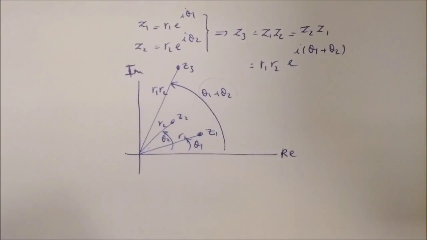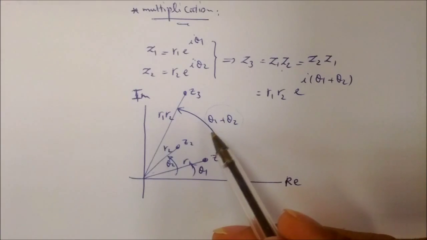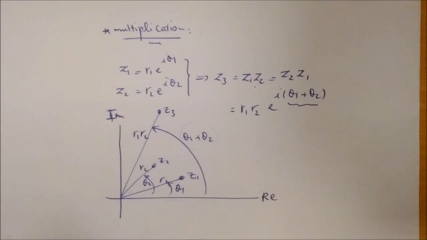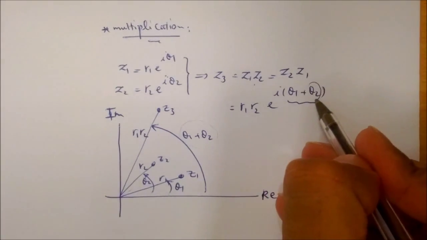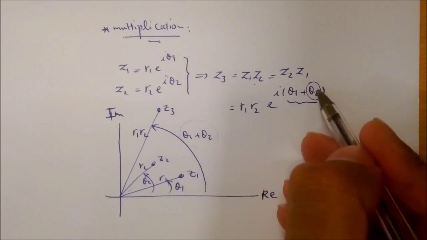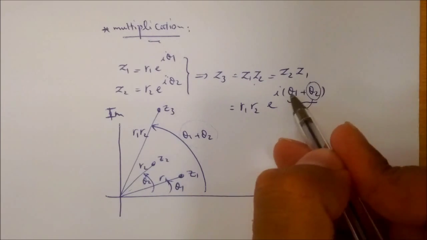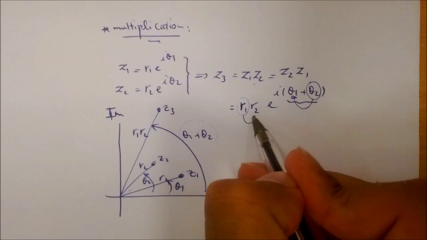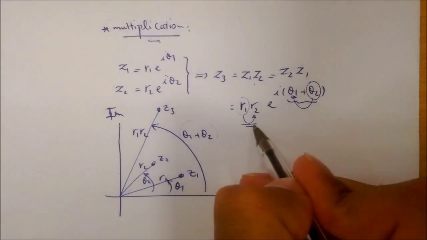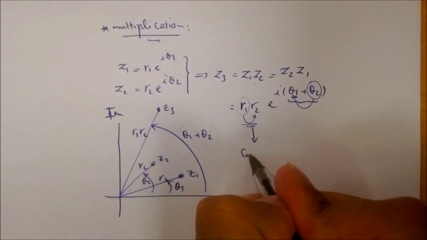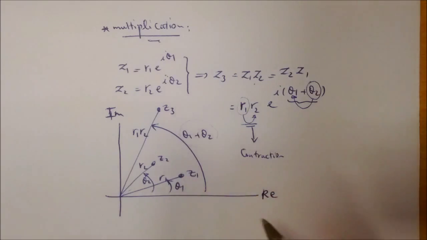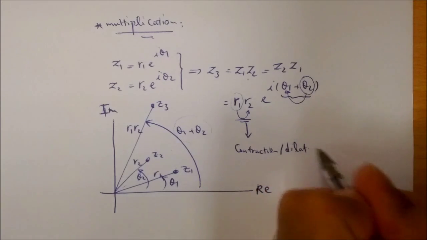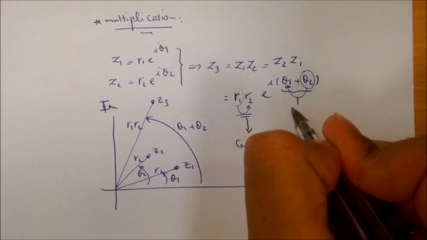So the multiplication will be a combination of a rotation, where I add a certain value to the argument of z1, and I multiply its modulus by a certain value. So this one here is the contraction or dilatation, and this one is rotation.